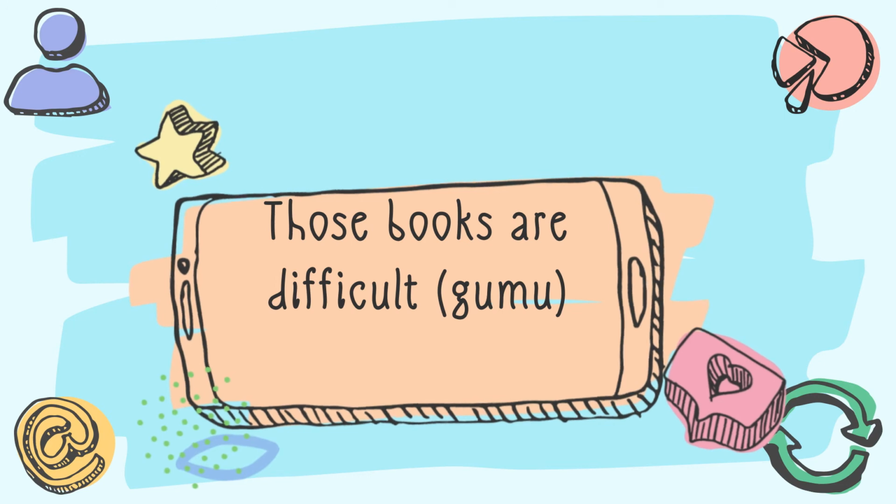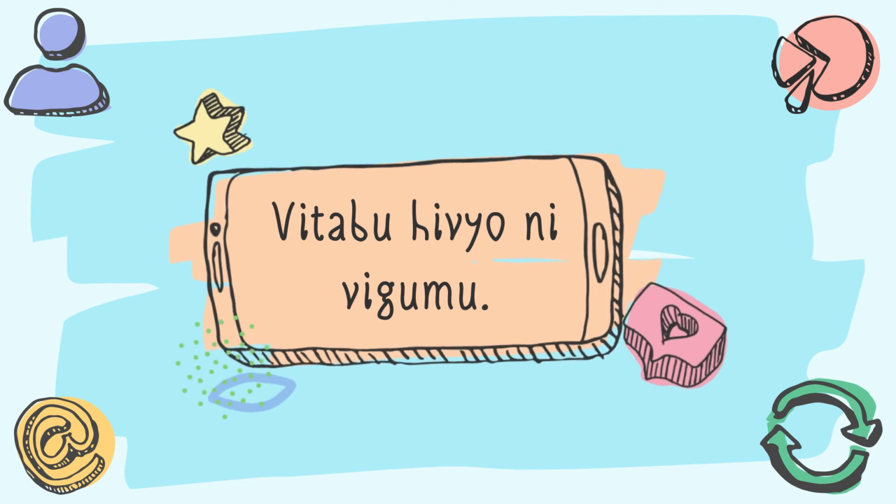And finally, how do we say, those books are difficult? The word for difficult is gumu. Those books are difficult. Did you say, vitabu hivyo ni vigumu? Vitabu hivyo ni vigumu.